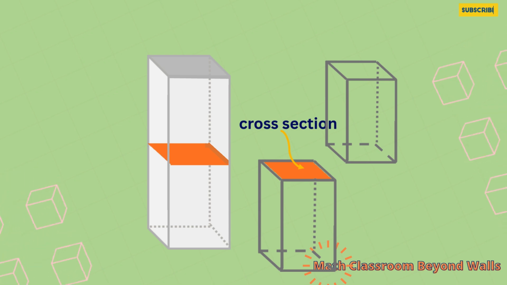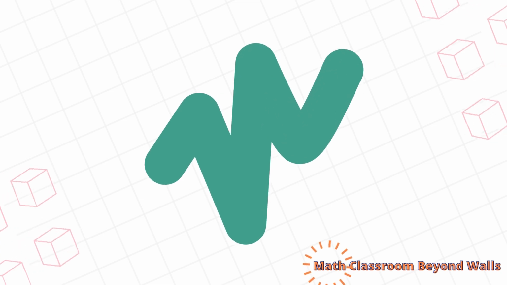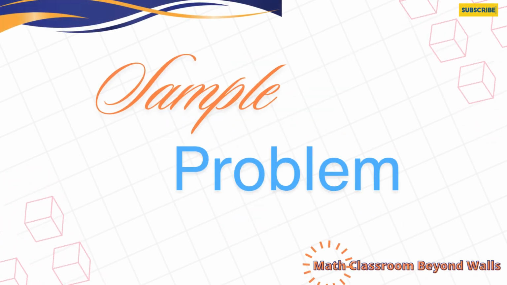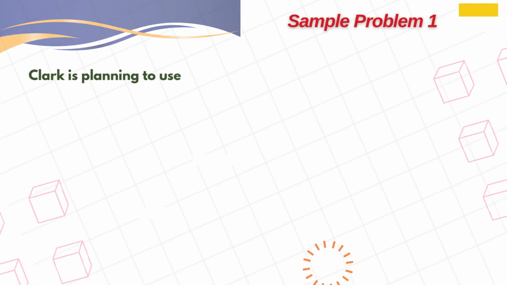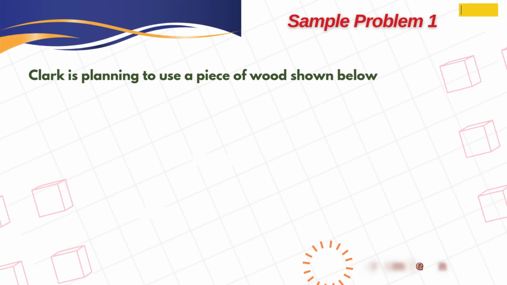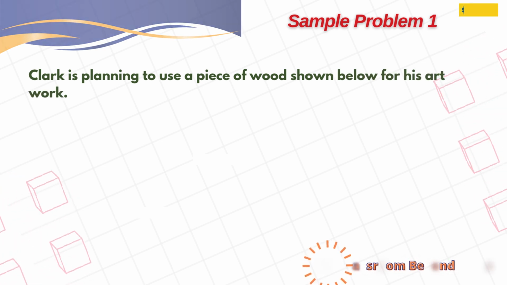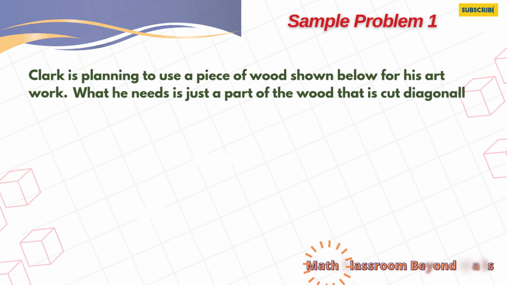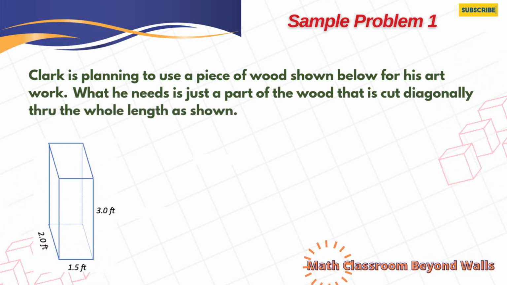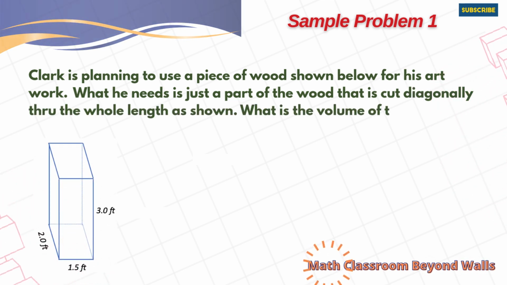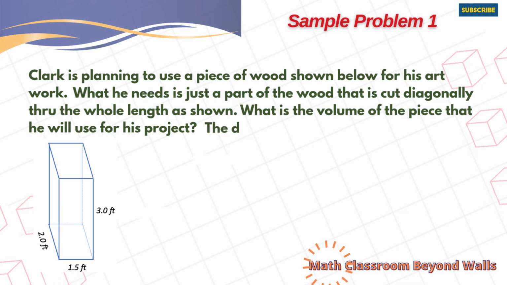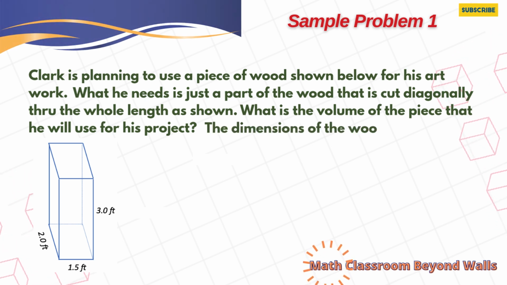Okay, so let us look at the sample problems that follow and find out how to answer them. Here's the first problem. Clark is planning to use a piece of wood shown below for his artwork. What he needs is just a part of the wood that is cut diagonally through the whole length as shown. What is the volume of the piece that he will use for his project? The dimensions of the wood are shown.